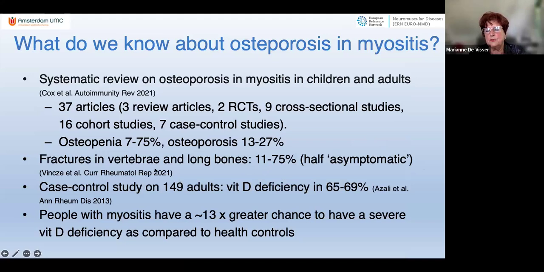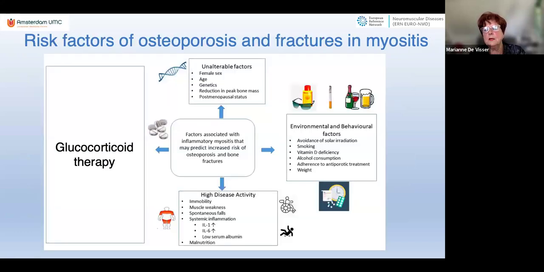There has been a case control study on vitamin D in adults with myositis, and you can see that in almost 70% there is vitamin D deficiency, and people with myositis have a more than 13 times greater chance to have a severe vitamin D deficiency as compared to healthy controls.